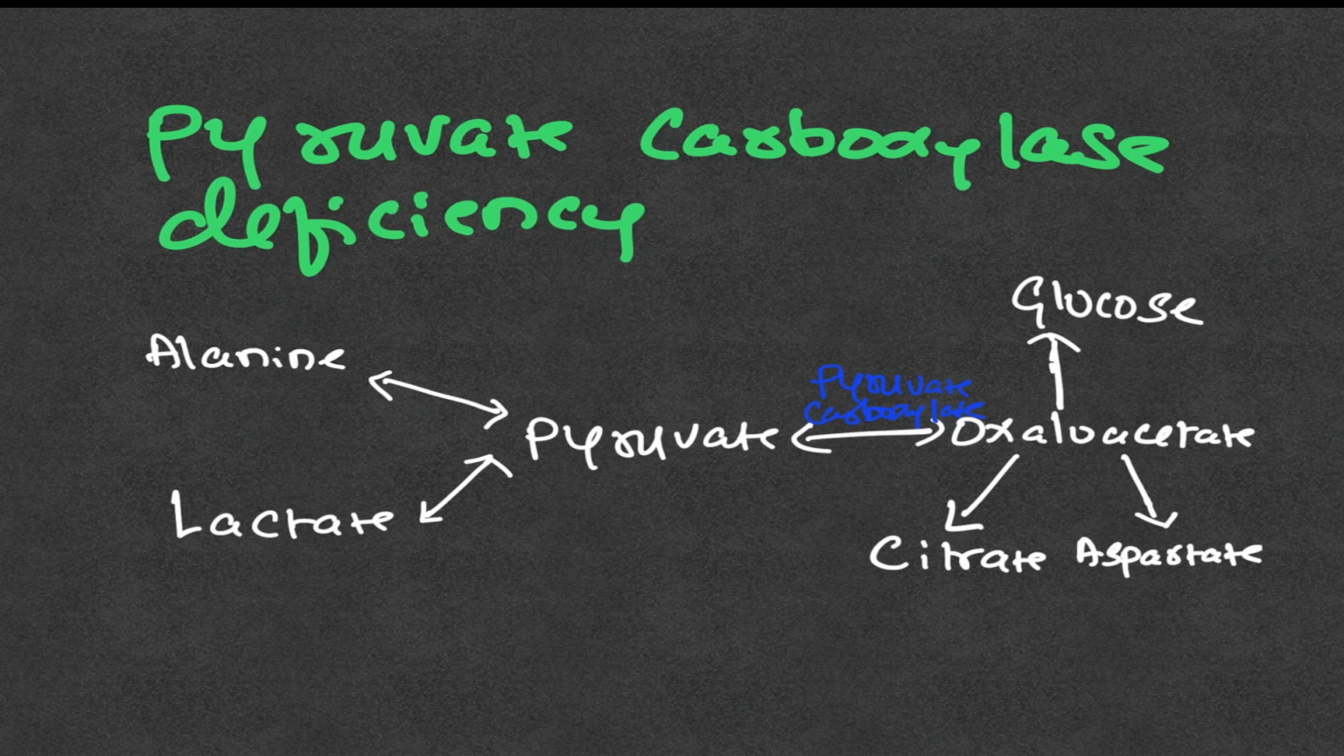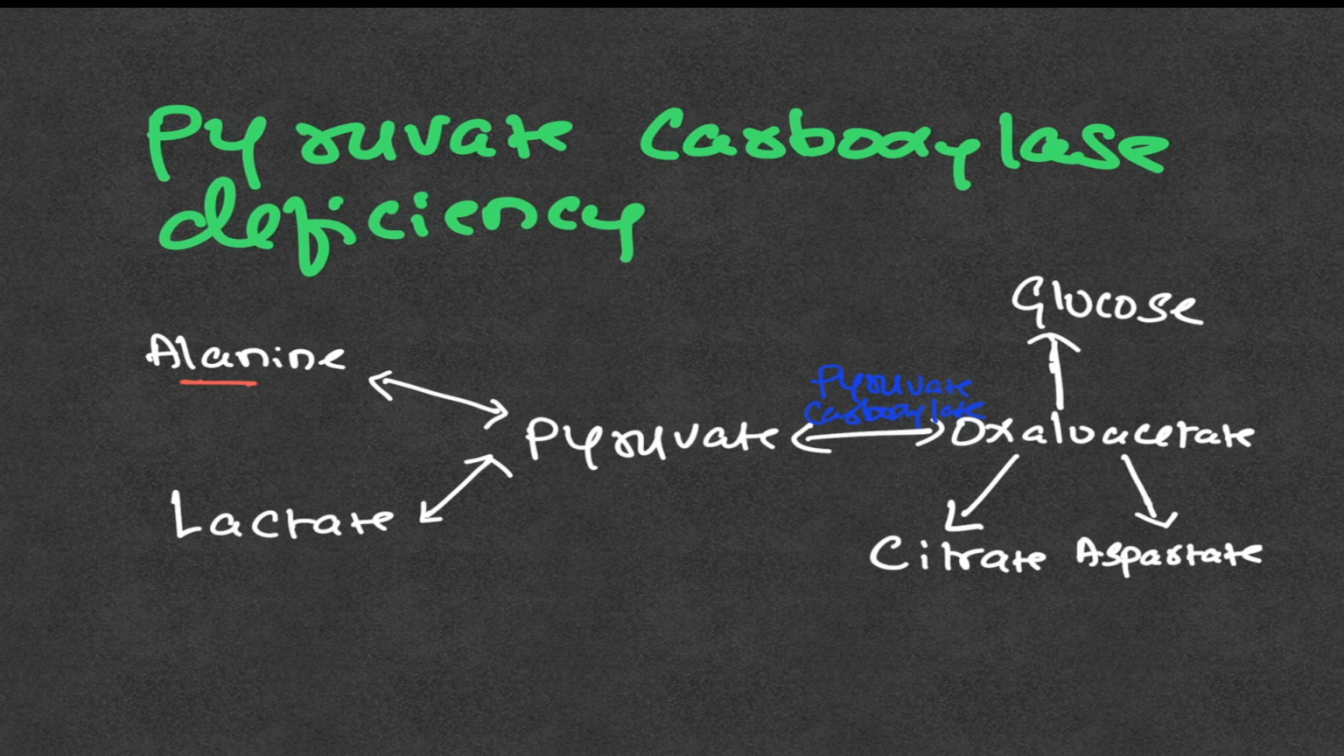I have already sufficiently explained the role of pyruvate here. In the gluconeogenesis process, alanine is converted into pyruvate, or lactate is converted to pyruvate. Pyruvate is converted to oxaloacetate by the pyruvate carboxylase enzyme. Oxaloacetate has different fates. Oxaloacetate can go into the TCA cycle to make citrate, or oxaloacetate can undergo a transamination reaction to make aspartate, or oxaloacetate can go into the gluconeogenesis process making glucose. Okay, so what if there is a deficiency of pyruvate carboxylase?